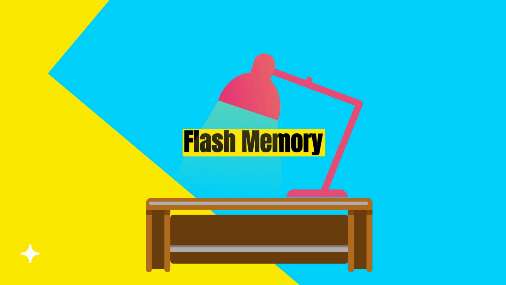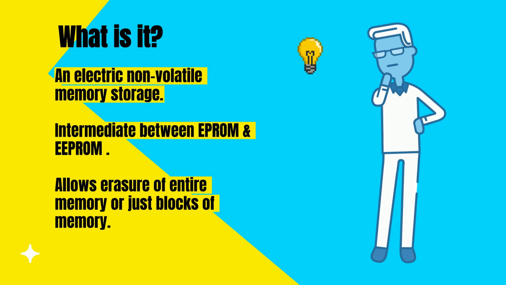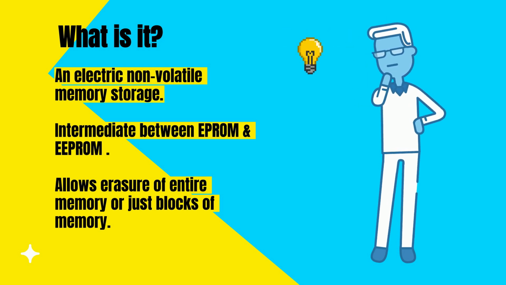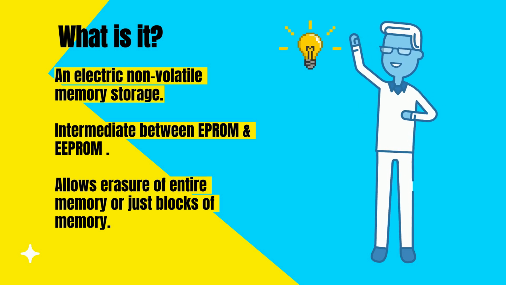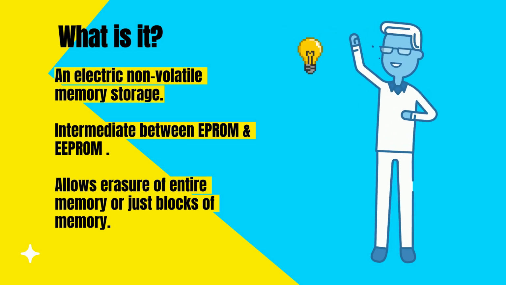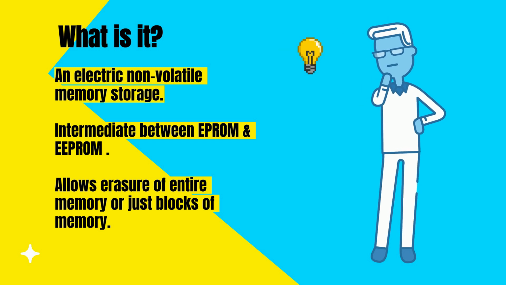Next, let's talk about flash memory. Flash memory is an electric, non-volatile memory storage. It is an intermediate between EPROM and EEPROM in terms of cost as well as functionality. Blocks of the memory, or even the entire memory itself, can be completely erased in a single action, thus how we get the name flash.